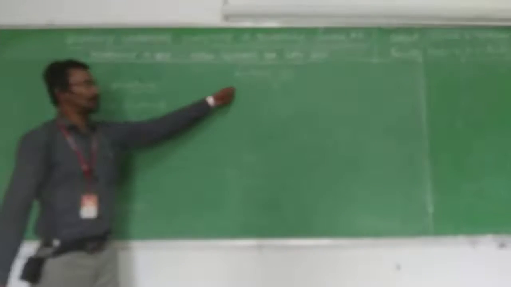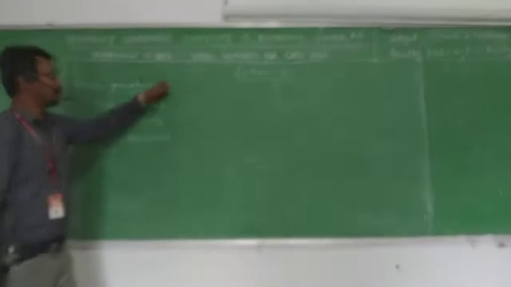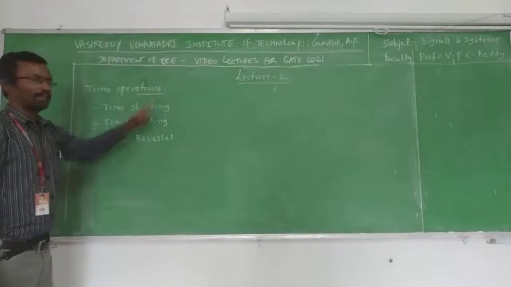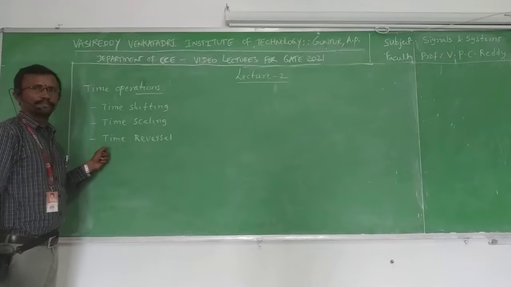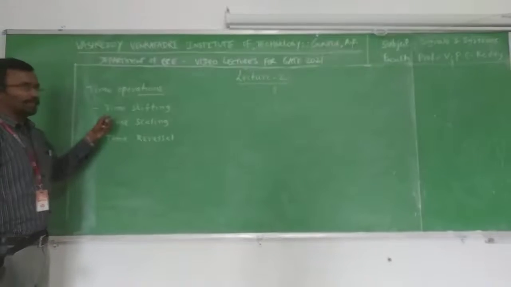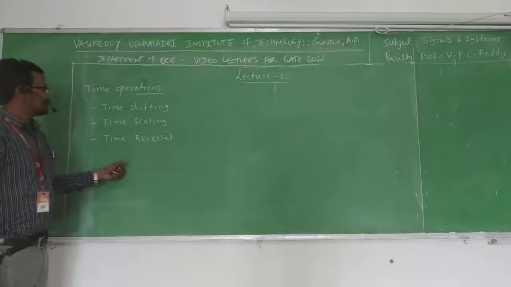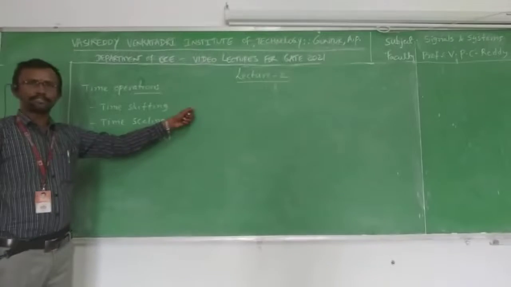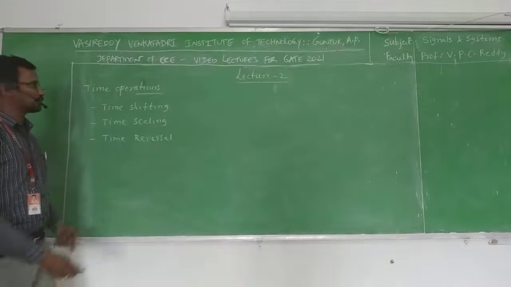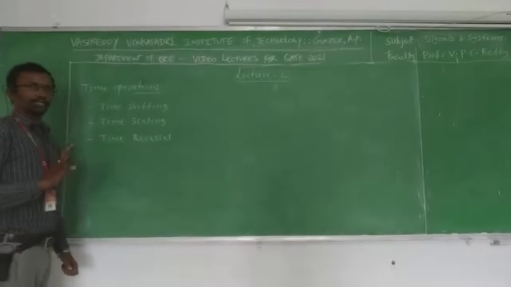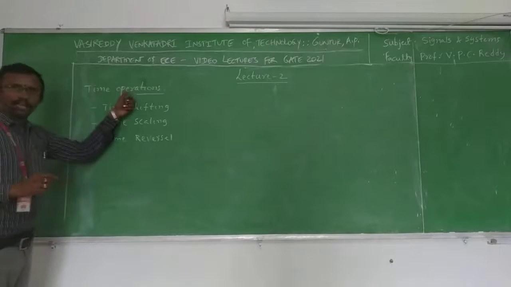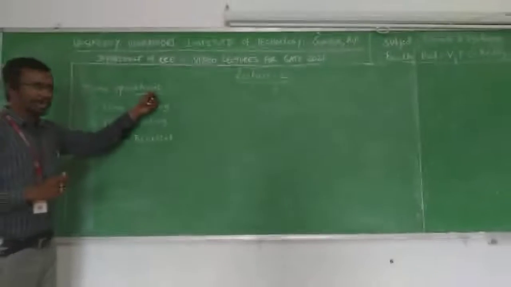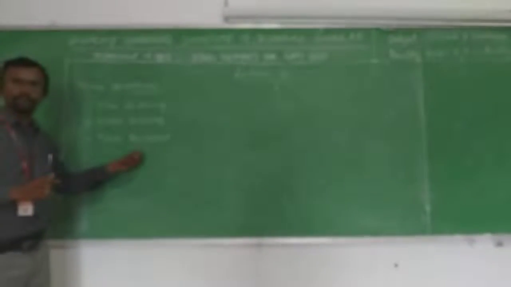Okay, today lecture 2 on signals and systems for GATE aspirants 2021. In the last lecture we discussed signals and systems basics. In that we covered the basic operations of signals, like signal addition, multiplication, subtraction, and also magnitude scaling. Along with that we also discussed time operations like time shifting, time scaling, and time reversal.